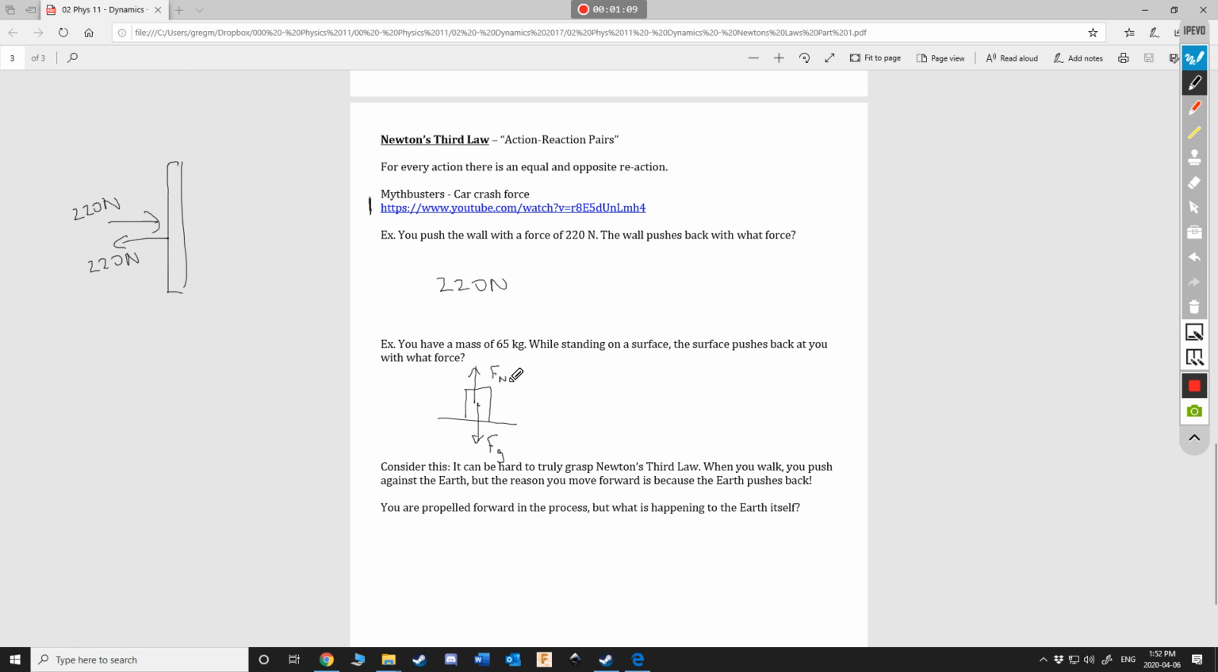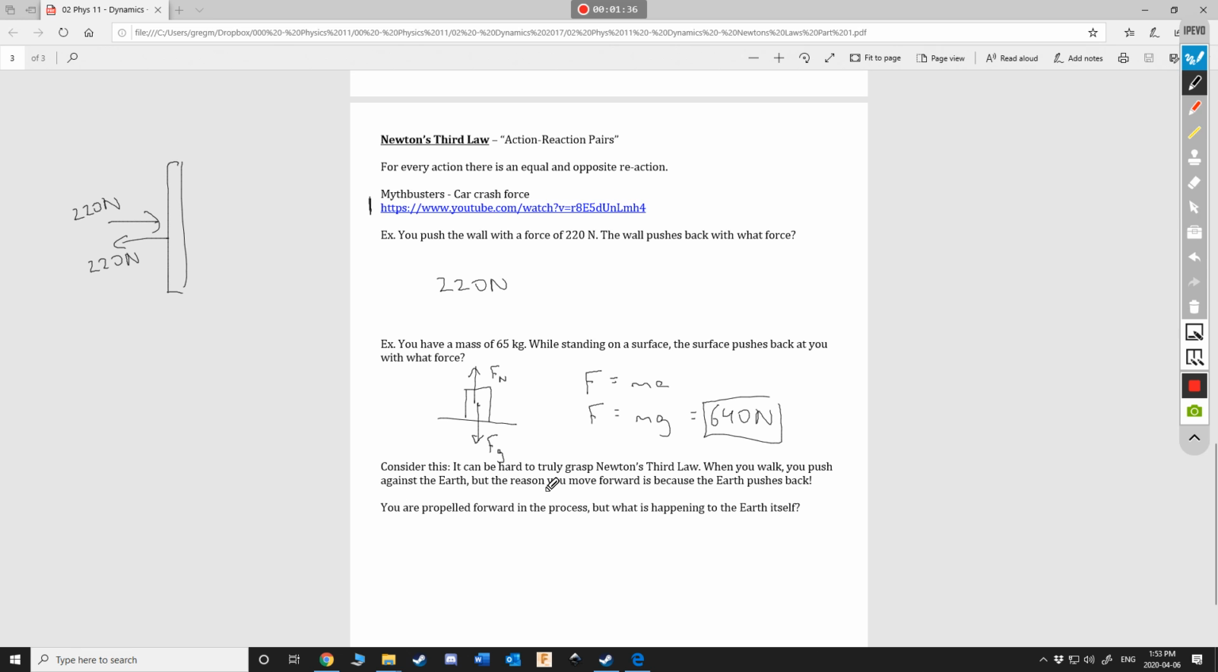So we solve for our force of gravity, which is F equals ma. But when we talk about force of gravity, a is just the very specific acceleration of 9.81 meters per second squared. So 65 multiplied by 9.81, we get 640 newtons. So force of gravity is 640 newtons. It must be pushing back on us with that 640 newtons as well.